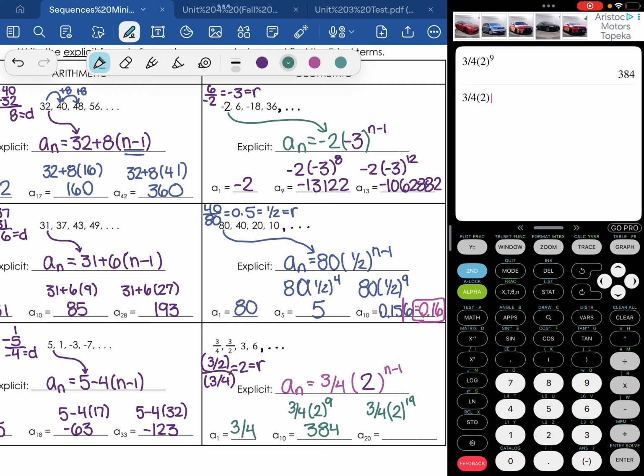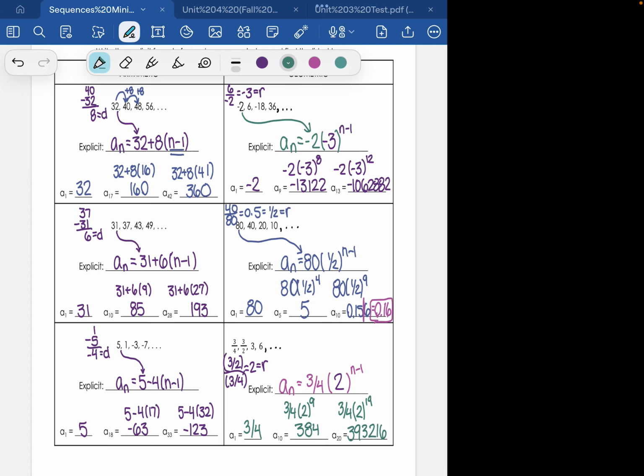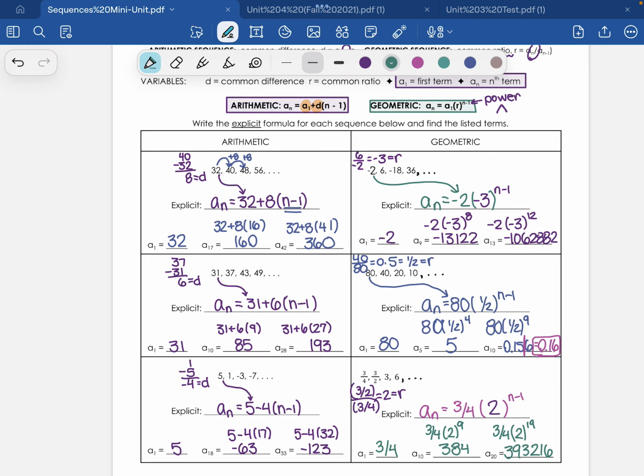And that's kind of a big one again. 393,216. Don't be scared if you get a couple big answers on the geometric side because powers do that. Powers get big numbers pretty quickly.